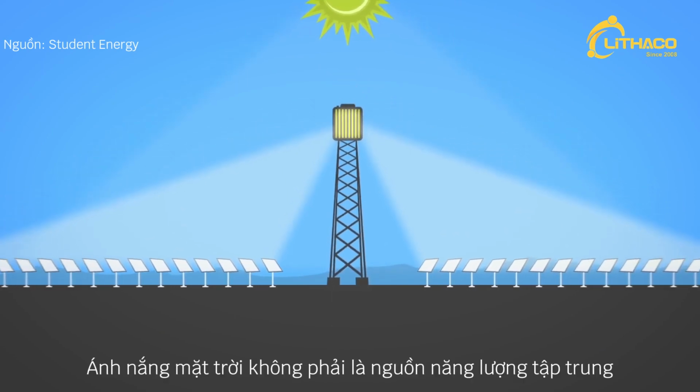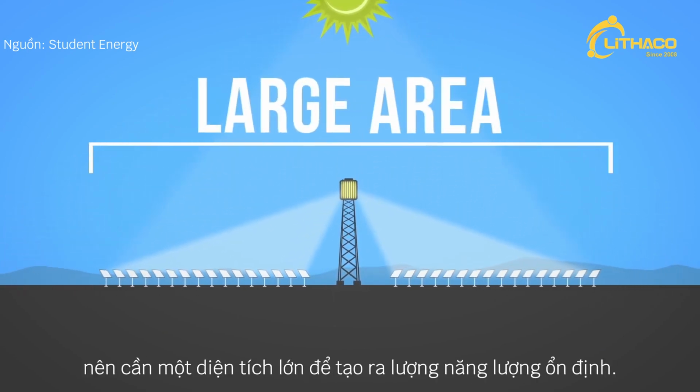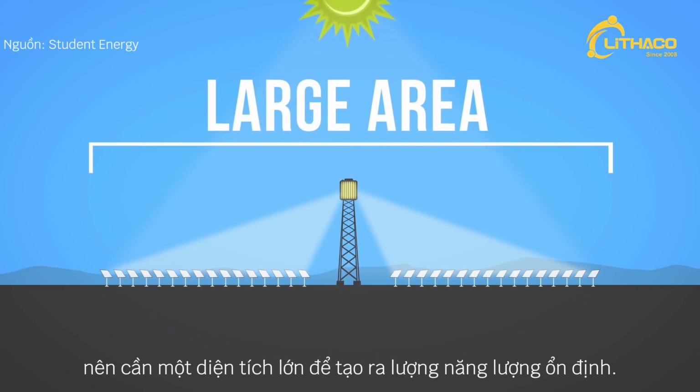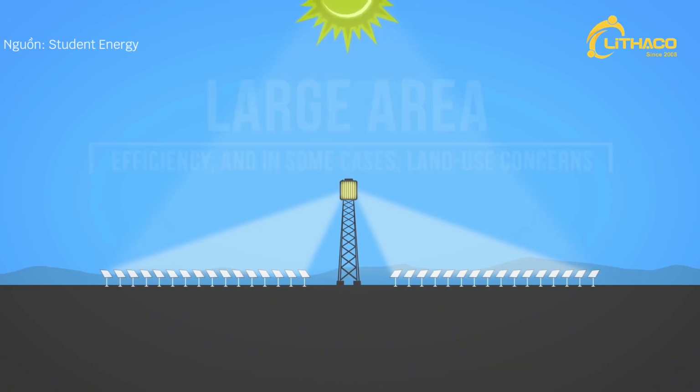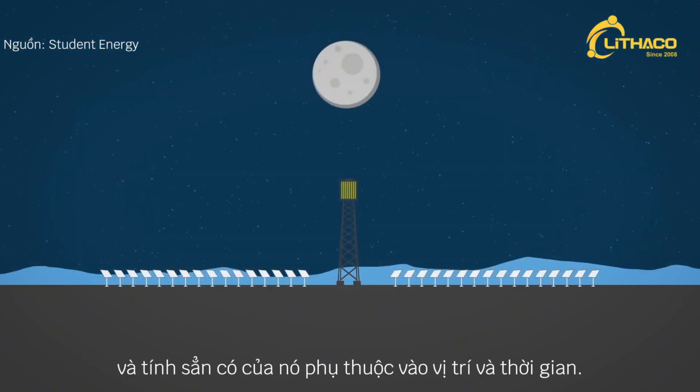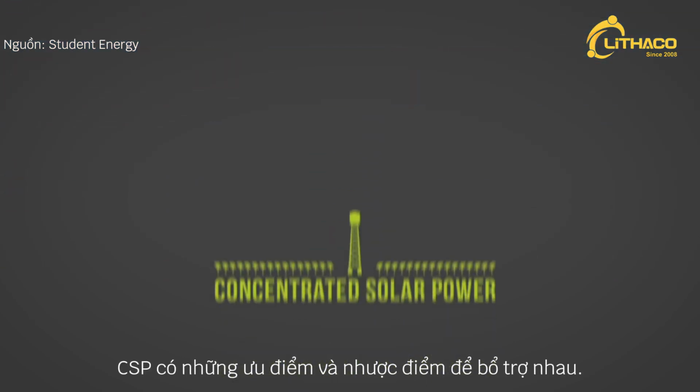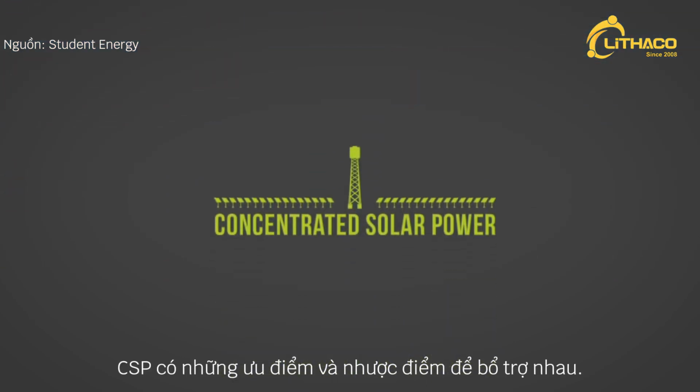Sunshine is not a very concentrated energy source, so it can take a large area to make a reasonable amount of energy, evoking efficiency and in some cases land use concerns. Sunshine is also intermittent, and its availability is dependent on location and time. CSP has additional advantages and disadvantages.